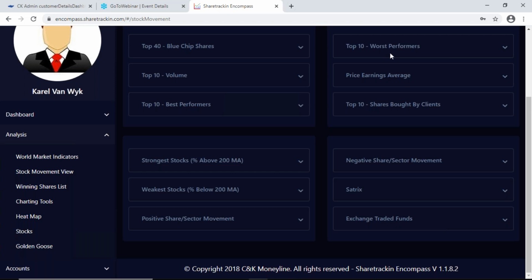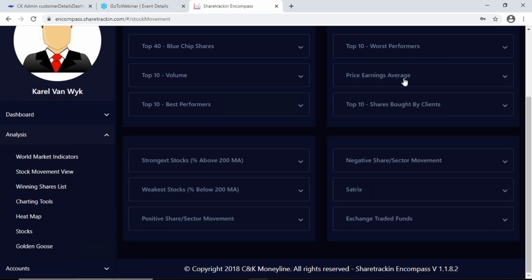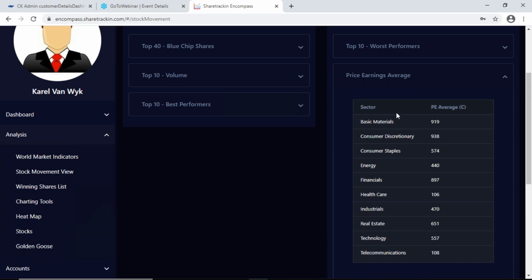Next up, you have your top 10 worst performers out of your top 40 blue chip shares. So you get the company's code, closing price for the previous trading day, and then the volume it had for the day. Price earnings average. This is just to show you more or less what you can make as an average out of a specific sector.